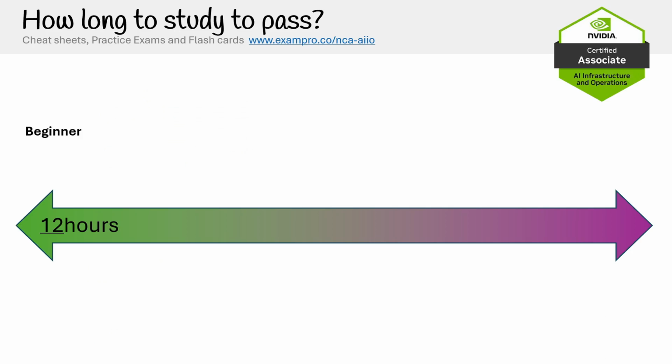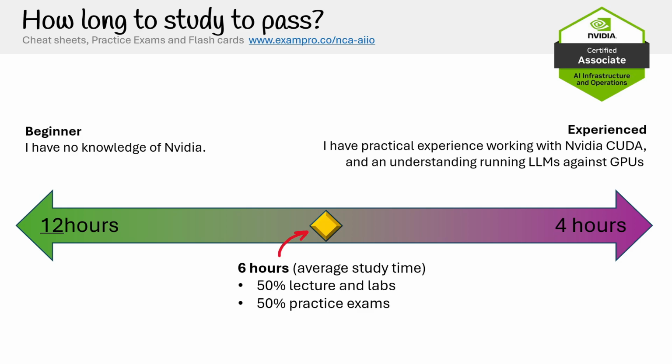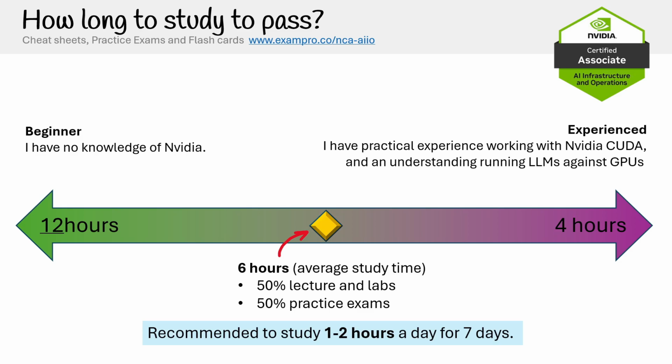How long to study for the certification? Well, if you're a beginner, maybe 12 hours. So if you have no knowledge of NVIDIA, or hardware or AI in general. If you are experienced, then I think that you will be able to do this within 4 hours. Okay, so probably 6 hours study time, 50% lecture labs, 50% practice exams, 1 to 2 hours a day for 7 days.